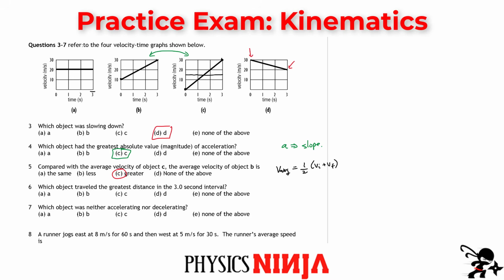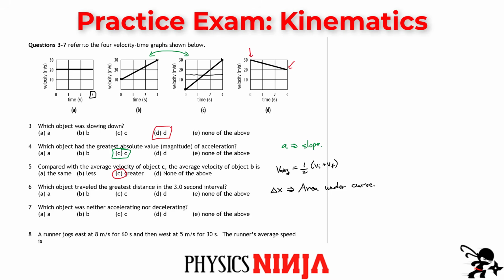So the 3 seconds is basically the whole graph, right? Now, if we're looking for which one travels the greatest distance, for that, you should be thinking about the displacement. And how do you calculate the displacement if you have a velocity versus time graph? You have to remember that it is the area under the curve. All right, so which one has the greatest area under the curve?